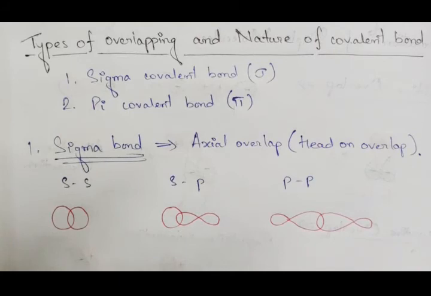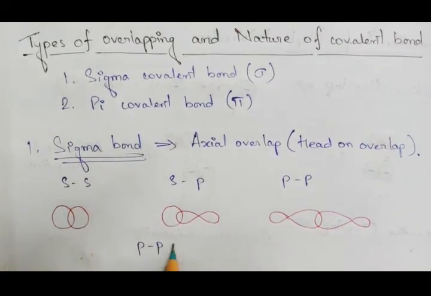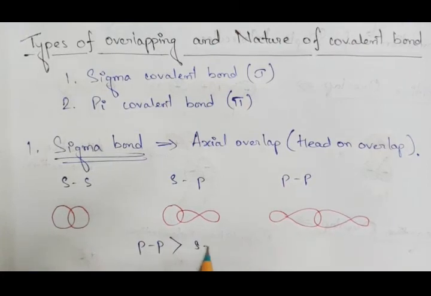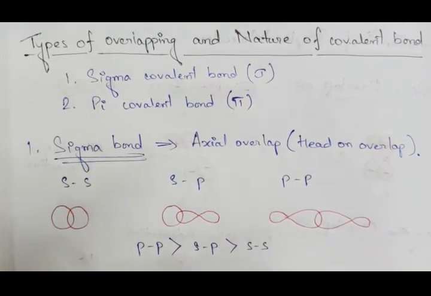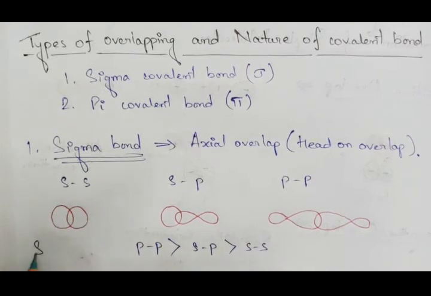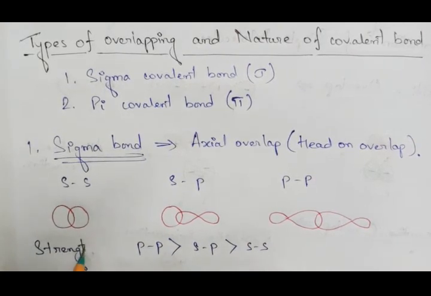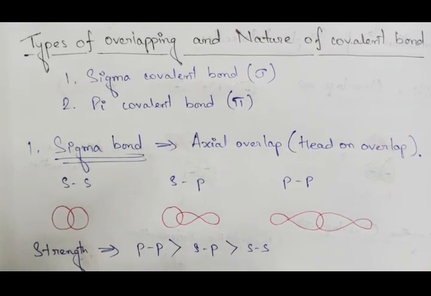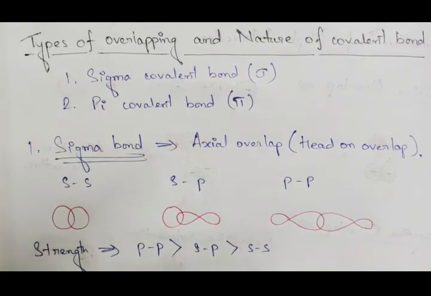Now, as I said, the strength of a covalent bond depends upon the extent of overlapping. As the p orbitals allow the overlap to a greater extent as compared to the SP overlap or the SS overlap, the strength of these overlaps follows the order: PP overlap is the strongest one, then SP overlap and then SS overlap. Clear? This is the order of strength of sigma bond. Clear? Now the next type is the pi bond.